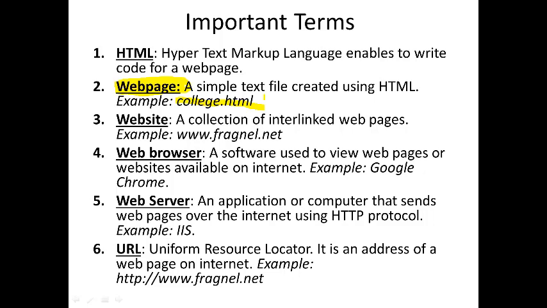Okay. Next, what is a website? A website is a collection of interlinked web pages. So each of these individual web pages will be interlinked with each other. So for instance, we can have a pre-primary.html, school.html, and college.html. And all of these pages interlinked together will form a www.fatheragner.net website.